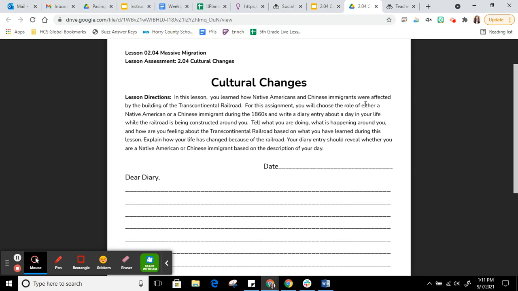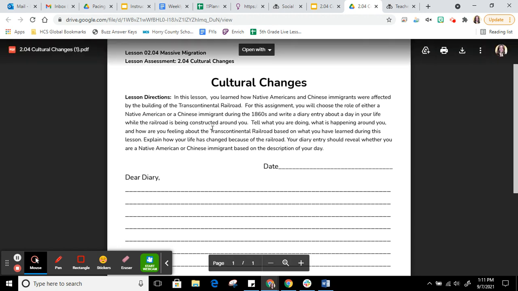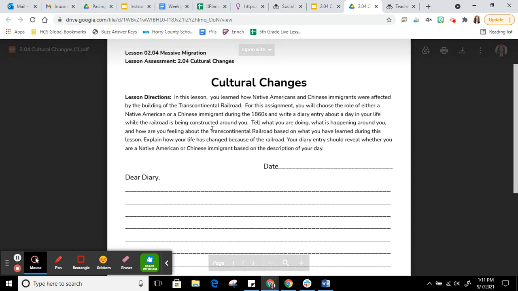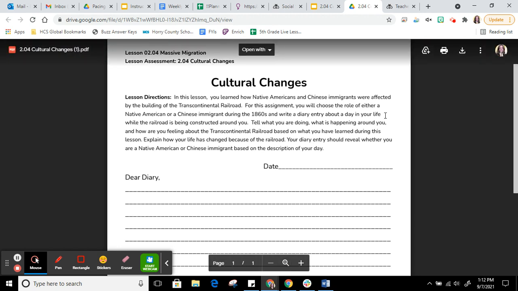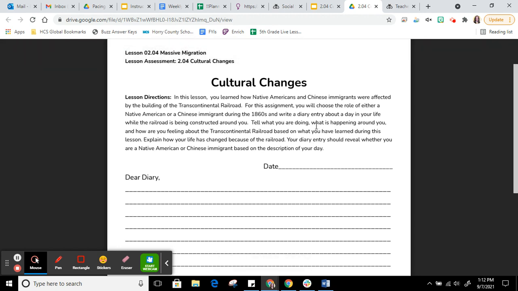You're going to choose a role of either a Native American or a Chinese immigrant. So that's your first step. Are you going to pretend to be a Native American, or are you going to pretend to be a Chinese immigrant that came during the 1800s? You're going to write the diary entry about a day in your life while the railroad is being constructed around you. So what was your life like? Be sure to use information from the lesson to describe what your life was like.